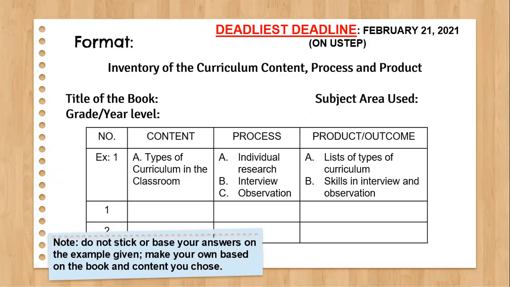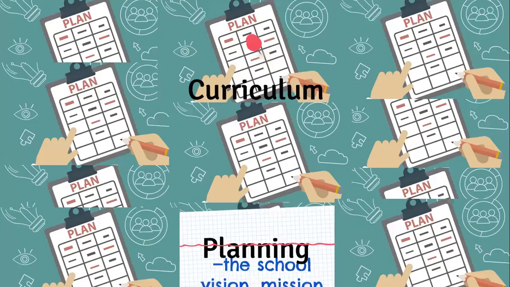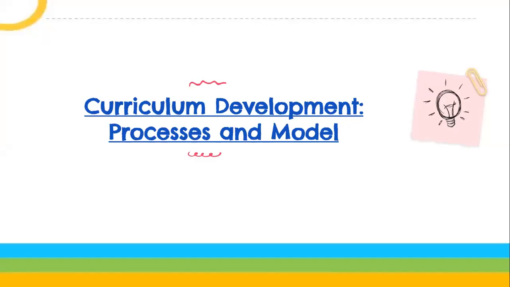So for this activity, I will just follow it and let's just continue discussing the curriculum development processes and models as they are connected with our topic. So again, we have three views of curriculum: curriculum as content, curriculum as a process, and curriculum as a product.